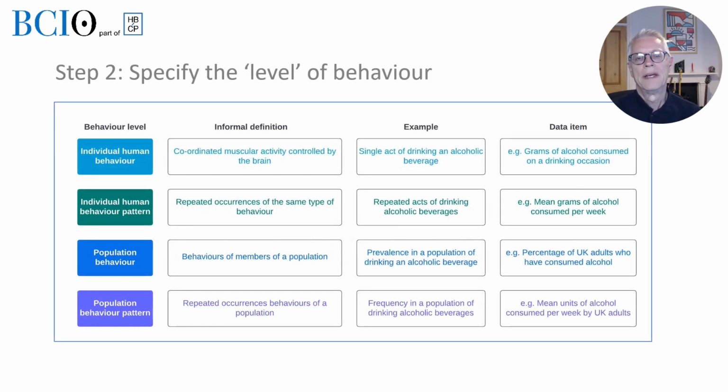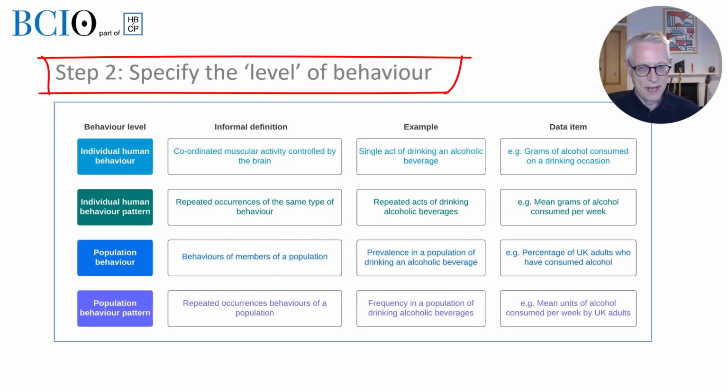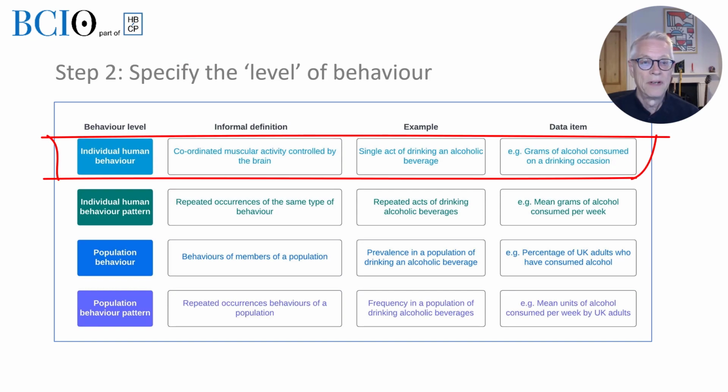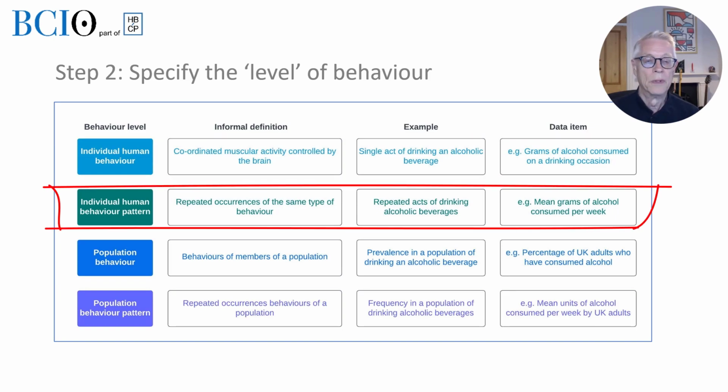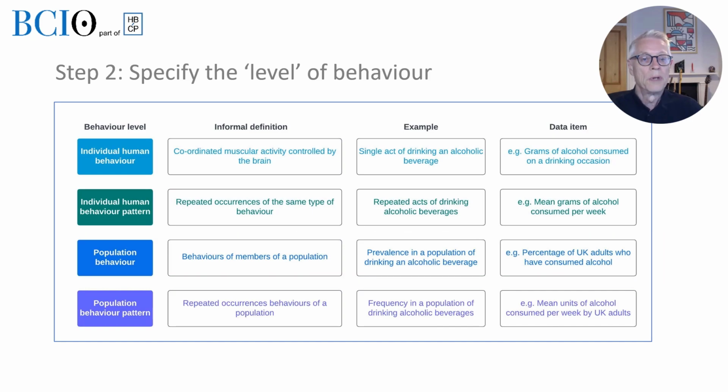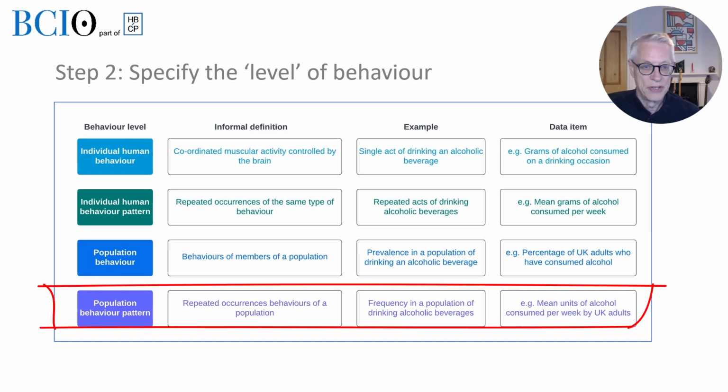The next step is to make clear what level of behaviour we're talking about. Are we talking about a single episode of behaviour of an individual, or are we talking about repeated behaviours, what we call behaviour patterns? Or are we talking about single behaviours of groups of people or populations? Or are we talking about behaviour patterns of populations? Ontologically, these are all different.